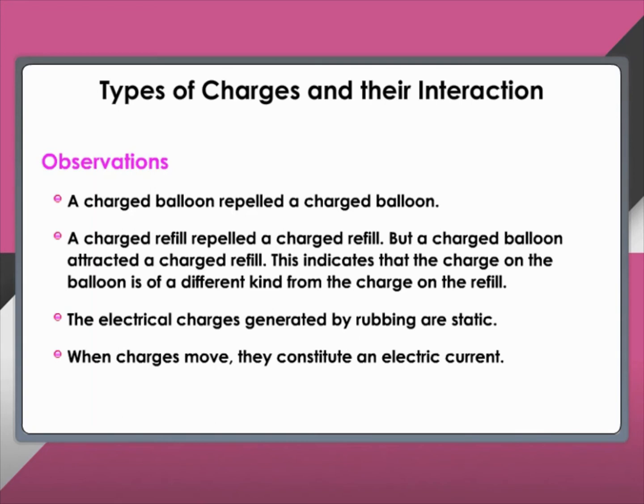When charges move, they constitute an electric current. We know that the current in a circuit, which makes a bulb glow, or the current that makes a wire hot, is nothing but a motion of charges.